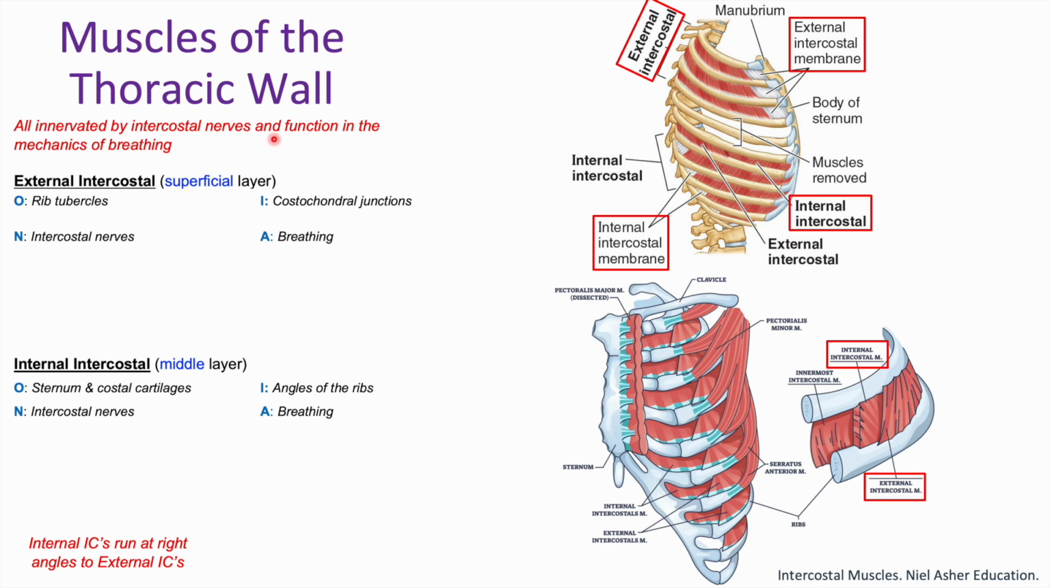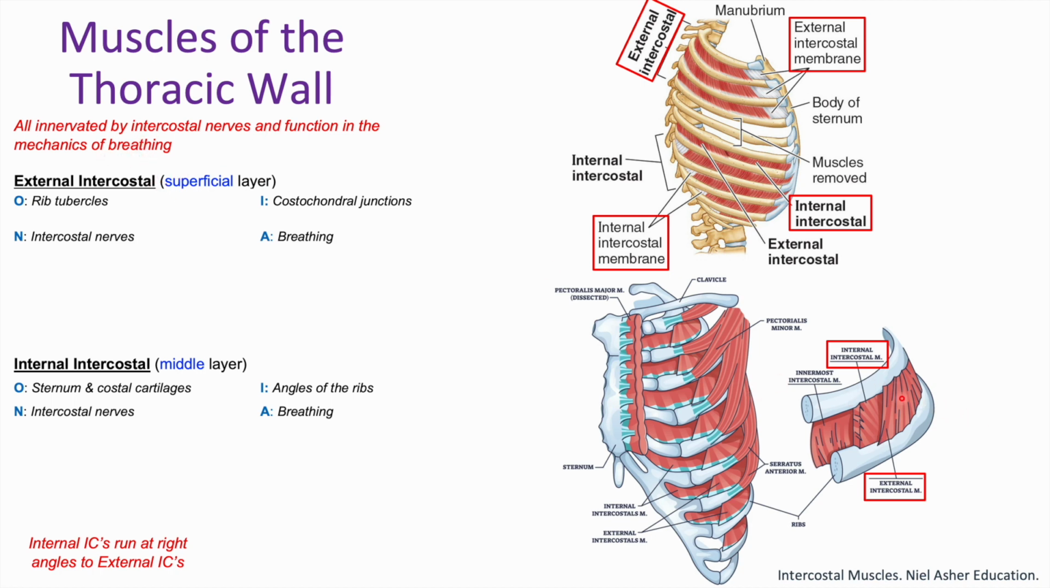And so starting off with the muscles, we'll have one muscle in our superficial layer, one muscle in our middle layer, and then we'll look at the deep layer. All of these muscles in the superficial and middle are going to be innervated by the intercostal nerves, the ones that are going to run between the costals, and function in mechanics of breathing.